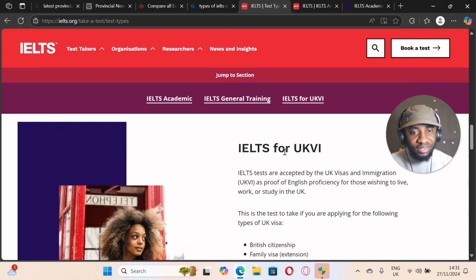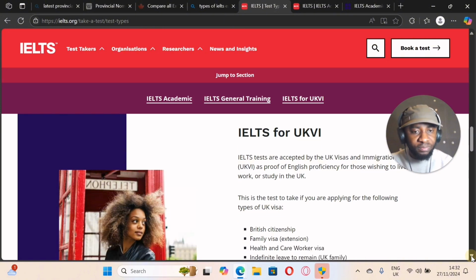The UKVI is the United Kingdom Visa and Immigration. Yes, so now when you come here, the IELTS tests are accepted by the UK Visas and Immigration as proof of English proficiency for those wishing to live, work, or study in the UK. Very good. Now, if you want to live, work, or study in the UK, this type of IELTS is required. This is the test to take if you are applying for the following types of visas.